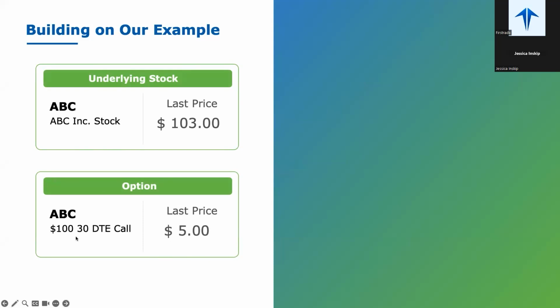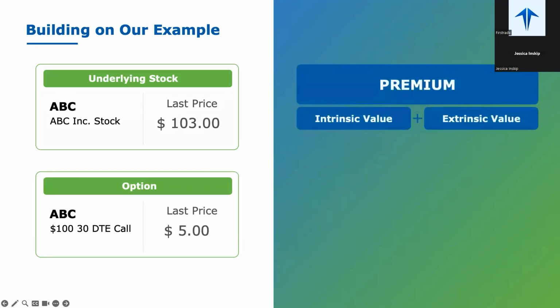So remember that this represents 100 shares of ABC at $100 per share for a 30-day period. And I have the right to buy 100 shares of ABC at $100 per share. And for that right, I paid $5 per share. So let's break down what that premium is made up of. So we know it's intrinsic value and extrinsic value.